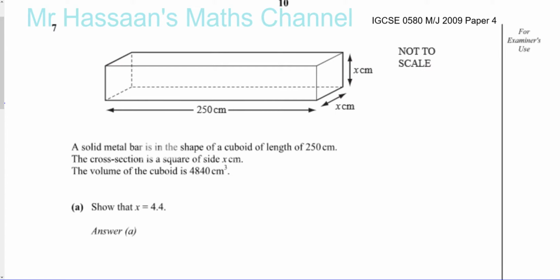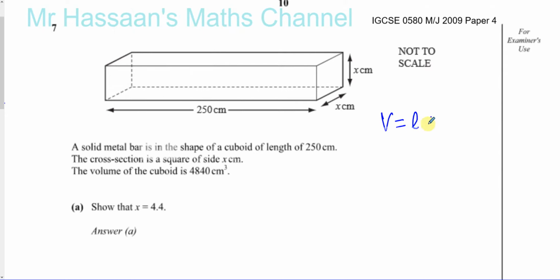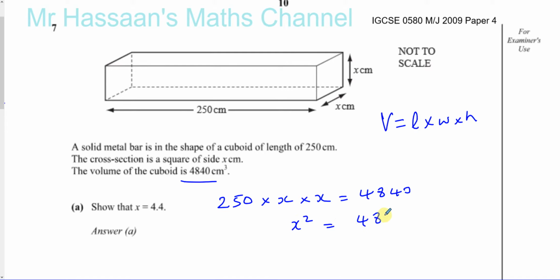Okay, so now we know that the volume of a cuboid is given by length times width times height. So we can say that the length is 250, the width is x, and the height is x, and that's going to give us the volume, which is 4,840. So you'll end up with x squared equals 4,840 divided by 250. You can cancel those out.